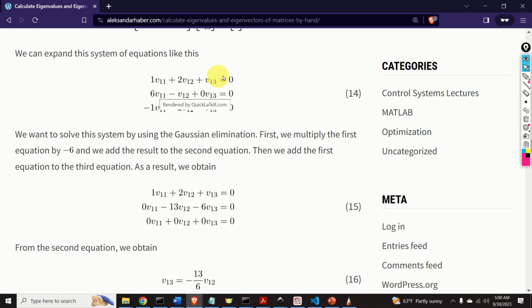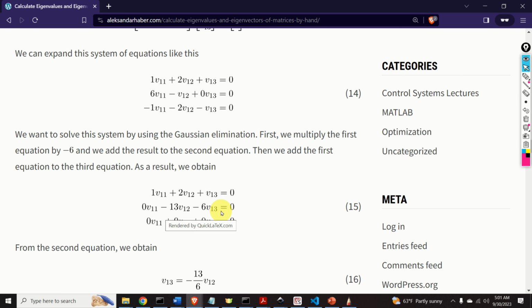We will solve this system of equations by using Gaussian elimination. First, we multiply the first equation by -6, and we add the result to the second equation. Consequently, we obtain this equation. Then, we add the first equation to the third equation, and finally, we obtain this equation. What do we see over here? 0, 0, and 0. And this equation can drop out.